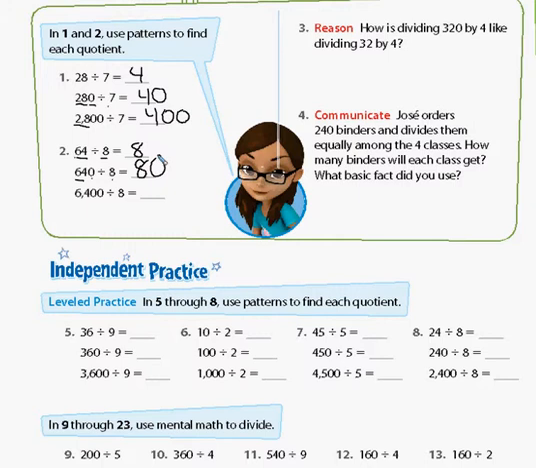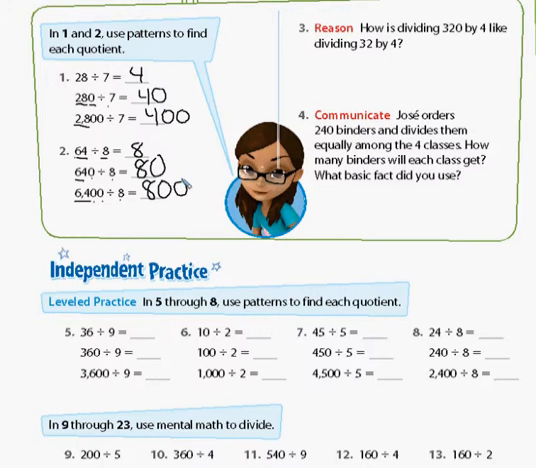And the last one on number 2, 64 divided by 8 is 8, and I have 2 zeros to mark place value. So 6,400 divided by 8 would be 800. Let's go and look at problem number 3 over here. How is dividing 320 by 4 like dividing 32 by 4?